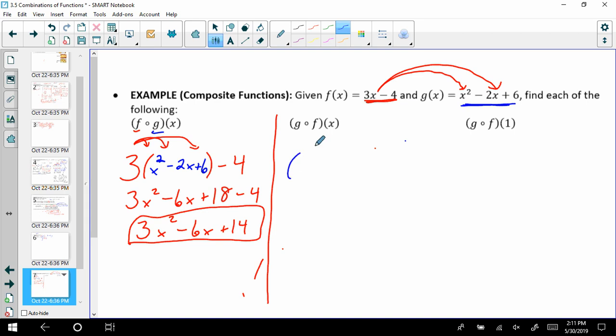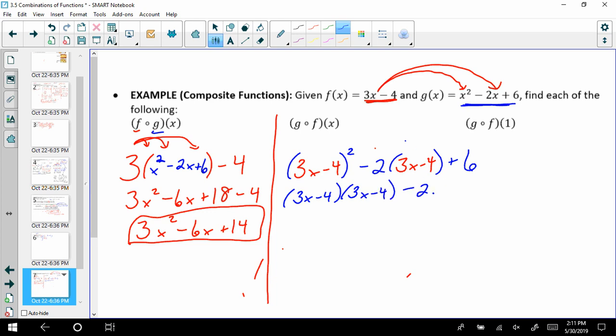So here's my g equation. But instead of the x's, I'm going to replace the x's with the f function. Notice there were multiple x's, so I had to replace it multiple times. And now I want to simplify this. Because this first quantity is squared, I'm going to write it twice. That's what the squared means. I'm going to bring everything else down.